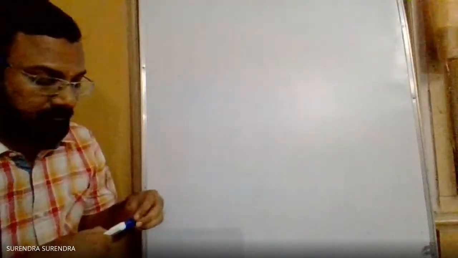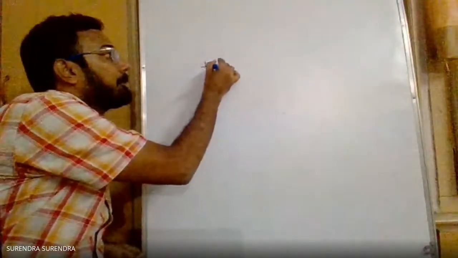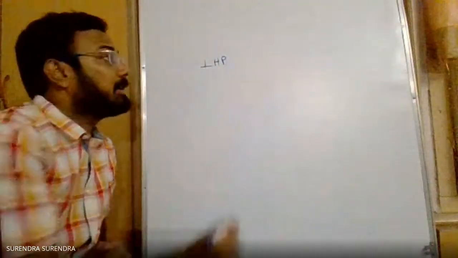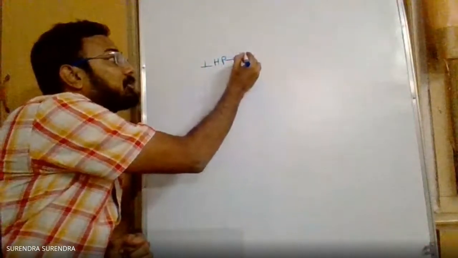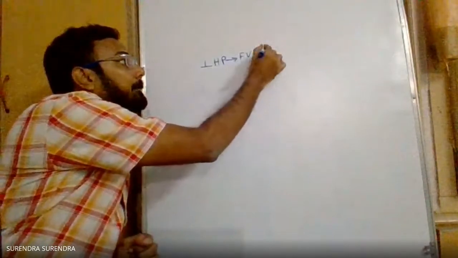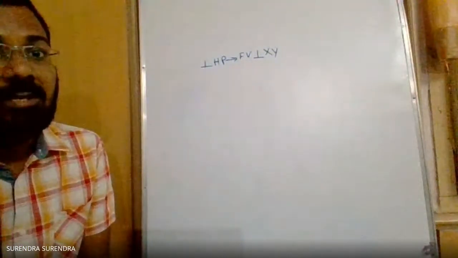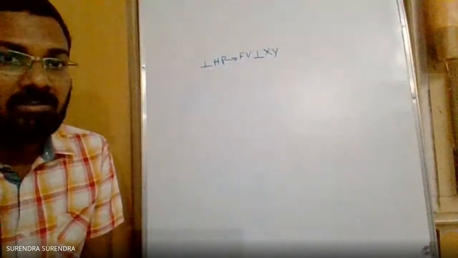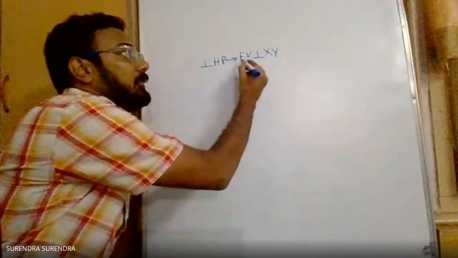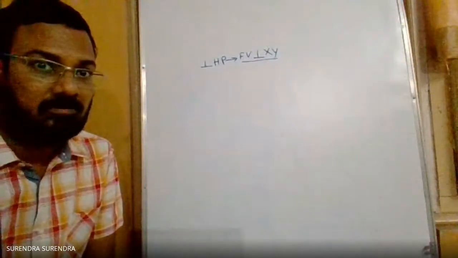The line is perpendicular to HP. Better to write it in short form. The line is perpendicular to HP, which implies the front view is perpendicular to the XY line, as the line is perpendicular to HP. HP relations are always shown in the front view, so the front view is perpendicular to the XY line. Is it clear, students? Can you see the board? What I'm writing on the board?